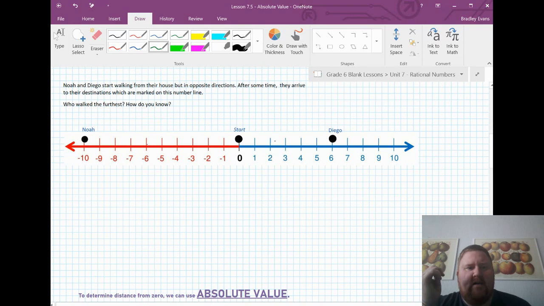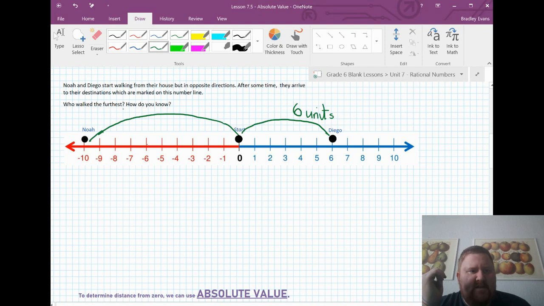Let's see how far Diego walked. He started at 0 and he walked 6 points to the right. So he went in a positive direction 6 units. Now, Noah, on the other hand, walked to the left. He actually went in a negative direction and he ended up at minus 10.